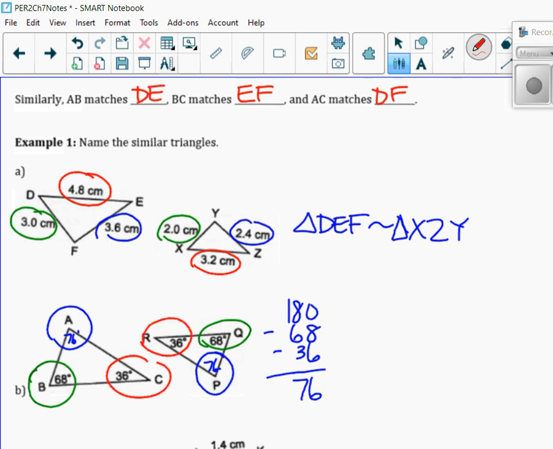So now I'm going to do the left triangle in alphabetical order. So triangle ABC is similar to, again, the order is important. So does everybody see I went from blue to green to red? So I got to do from blue to green to red. So that is triangle PQR.